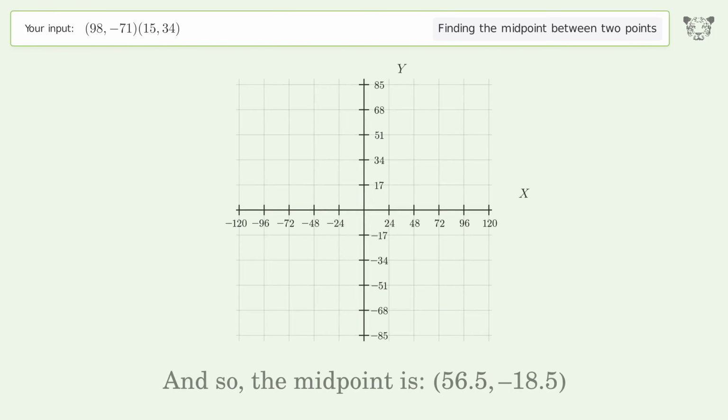And so, the midpoint is 56.5, negative 18.5.